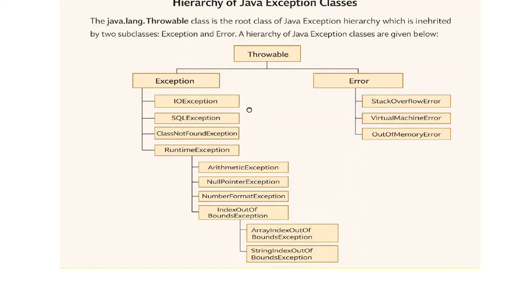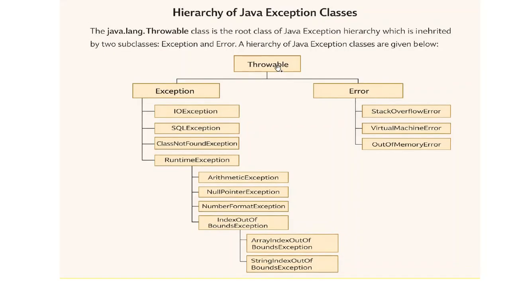So this is the hierarchy of the Java exception class. Throwable is the root class. Next, it is extended by Exception and Error. We already discussed inheritance, right? So Throwable is the parent class or superclass of all the classes, and it is inherited by two subclasses.